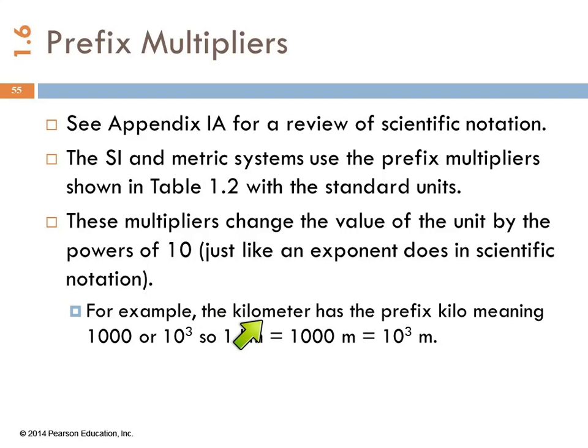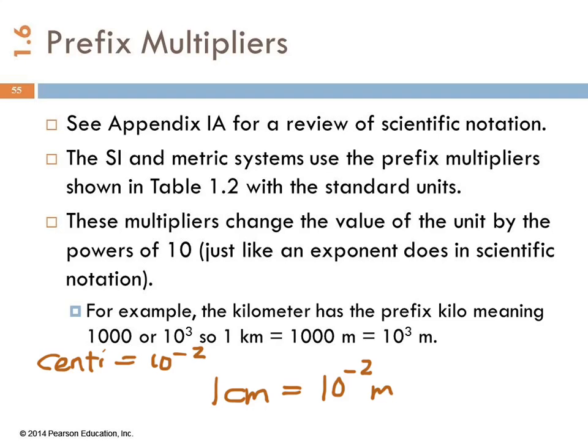So, kilometer. Kilo means 10 to the third. So 1 kilometer is 1,000 meters, or 10 to the third meters. Centi is 10 to the minus 2. So 1 centimeter equals 10 to the minus 2 meters.